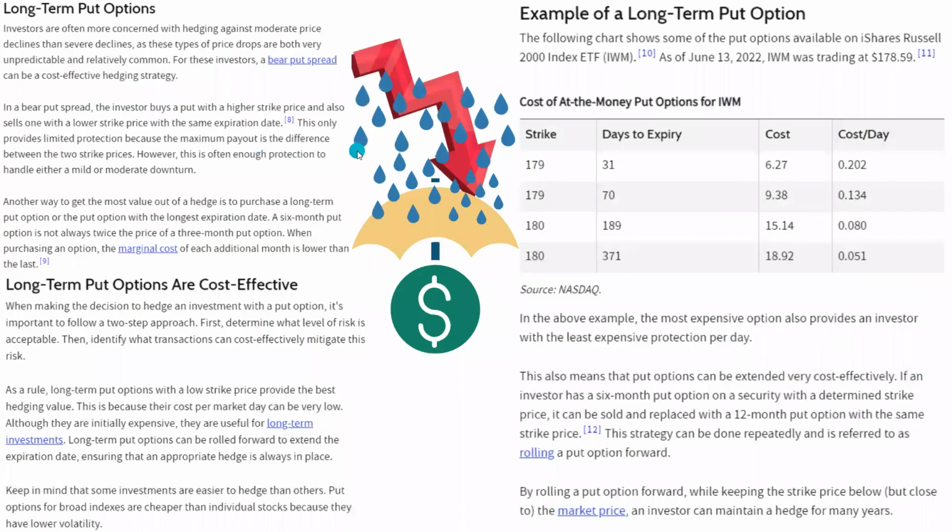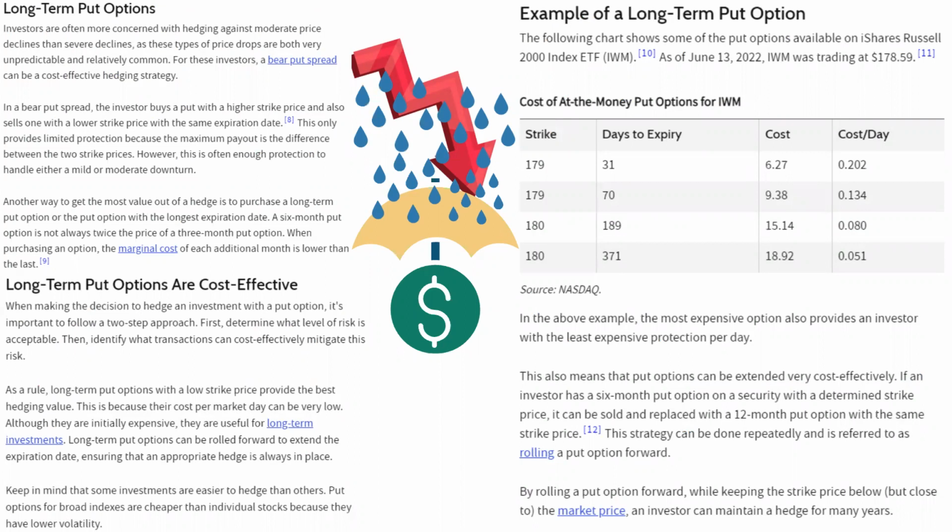And so we're going to talk about long-term put options. We talked about out of the money and long-term put options a little bit, but we're going to dive a little bit deeper into it. Investors are often more concerned with hedging against moderate price declines than severe declines, as these type of price drops are both very unpredictable and relatively common.